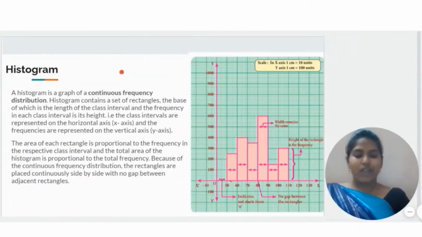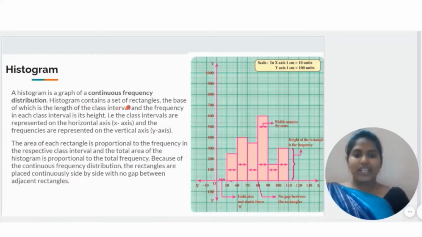Now we will see about histogram. A histogram is a graph of a continuous frequency distribution. As I told, grouped data is also known as a continuous frequency distribution. See, there will be no gap in between. That's why it's called continuous frequency distribution.